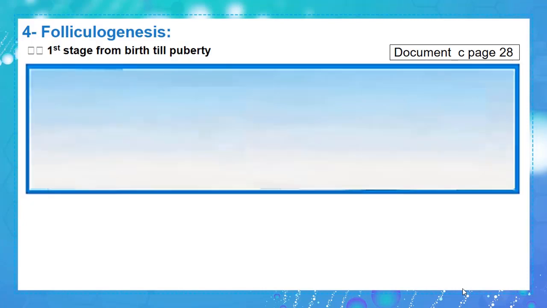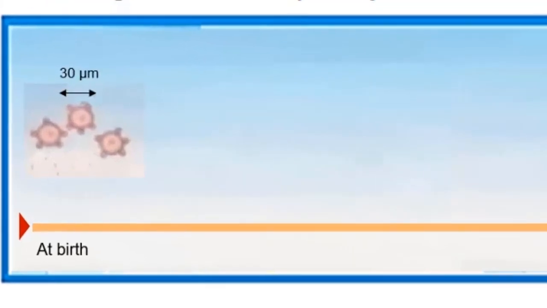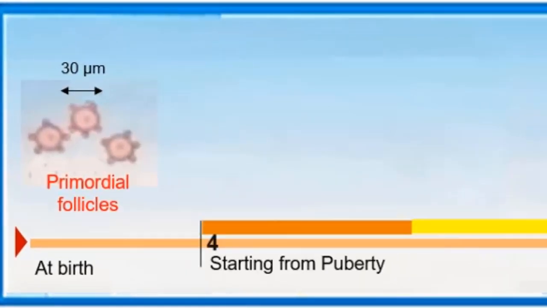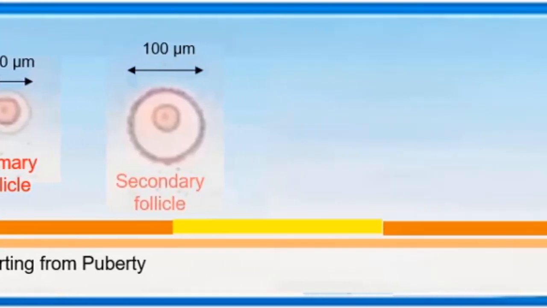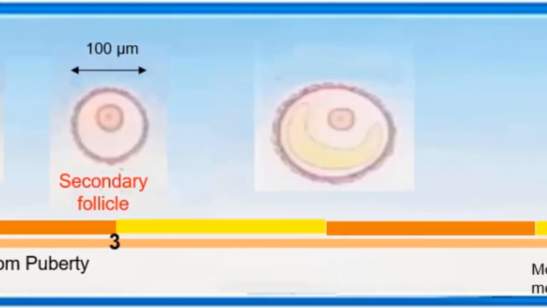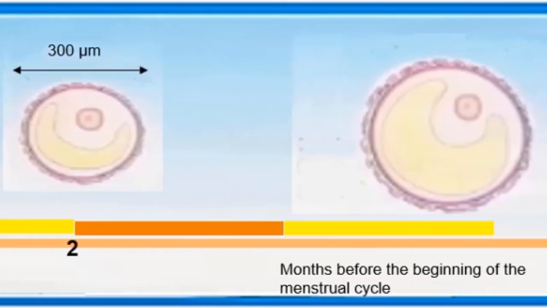The development of the follicle from primordial follicle to Graafian follicle is known as folliculogenesis. Document C of your books shows the different stages of folliculogenesis. About 500 primordial follicles, which have been at rest for around 10 years, resume their growth activity before each menstrual cycle. 3 to 4 months later, only one follicle will reach maturity, the pre-ovulatory follicle, while the others degenerate.